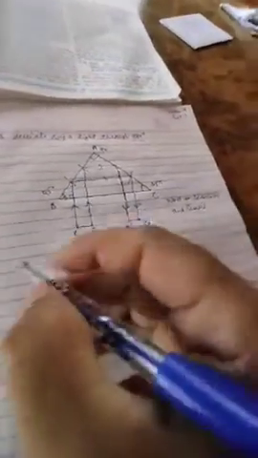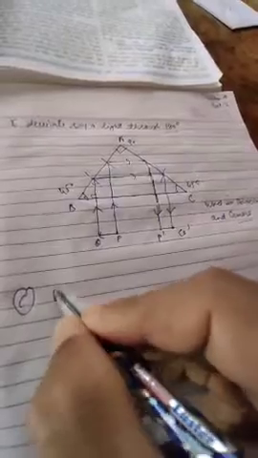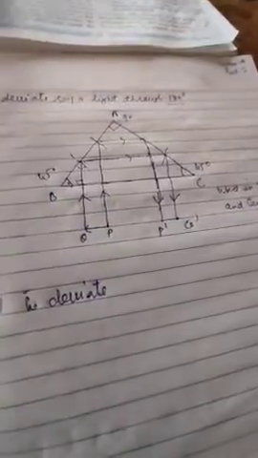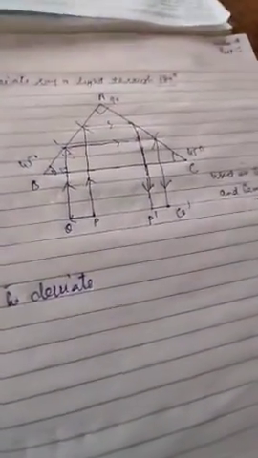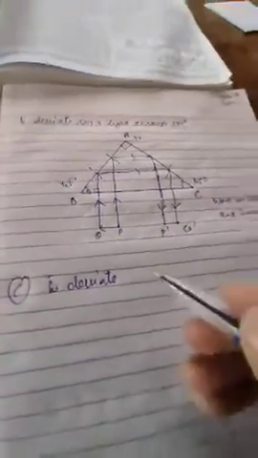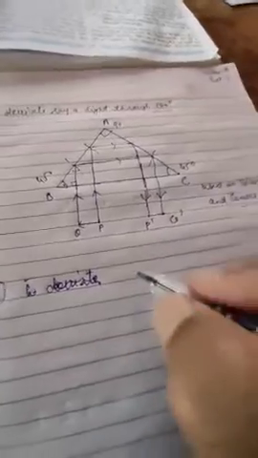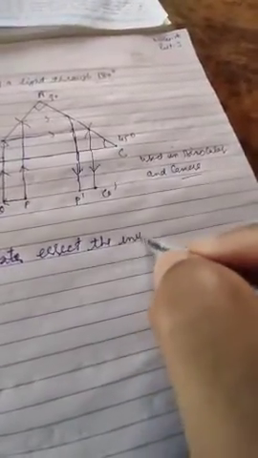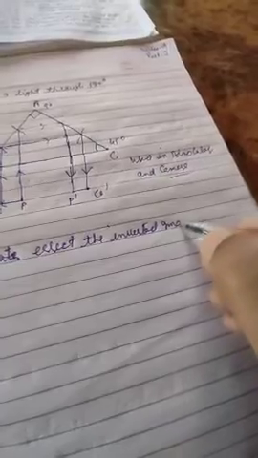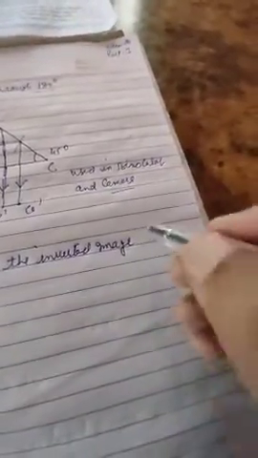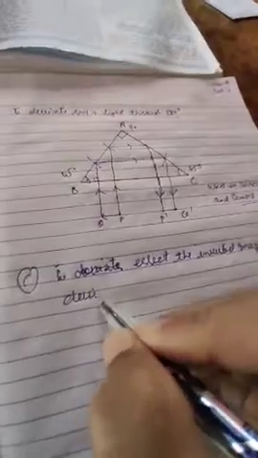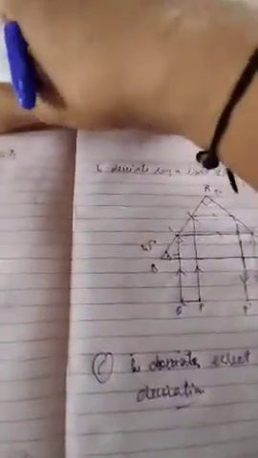Now there is another one. See, the third one is to erect the inverted image, to erect the inverted image without deviation. This is the third case.